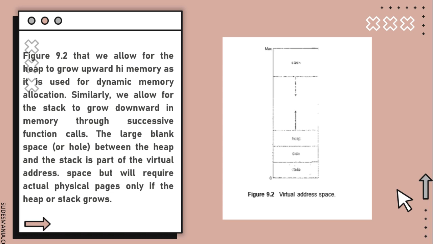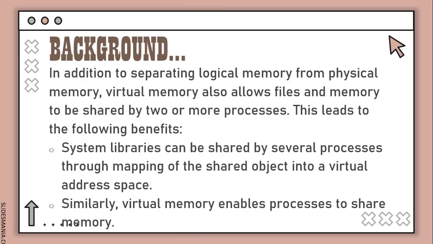Virtual address spaces that include holes are known as sparse address spaces. Using a sparse address space is beneficial because the holes can be filled as the stack or heap segments grow, or if we wish to dynamically link libraries or possibly other shared objects during execution. So in addition to separating logical memory from physical memory, virtual memory also allows files and memory to be shared by two or more processes. This leads to the following benefits. First, system libraries can be shared by several processes through mapping of the shared object into a virtual address space.